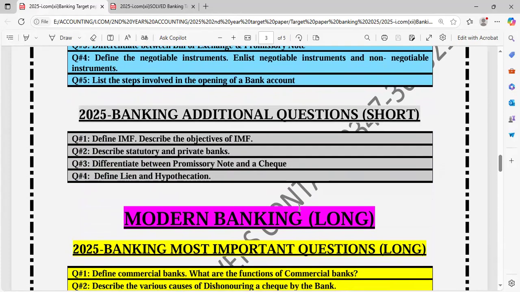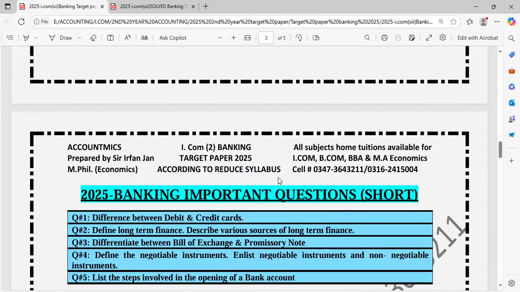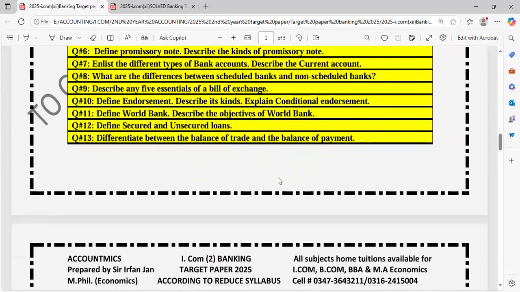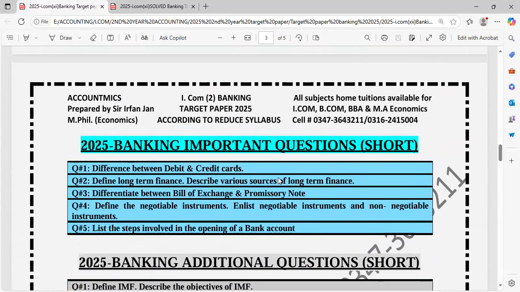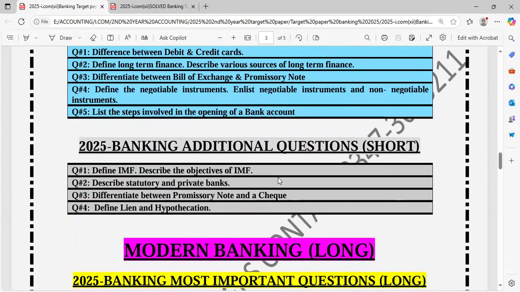Then the gray ones are your additional questions. The first question is define IMF and describe its objectives, describe treasury and private bank, then the difference between promissory note and check. The last one is lien and hypothecation. So these short questions are 13 plus 5, which is 18, and then 4, almost 22 questions. It's not too long. You will learn them in maybe 1 week.